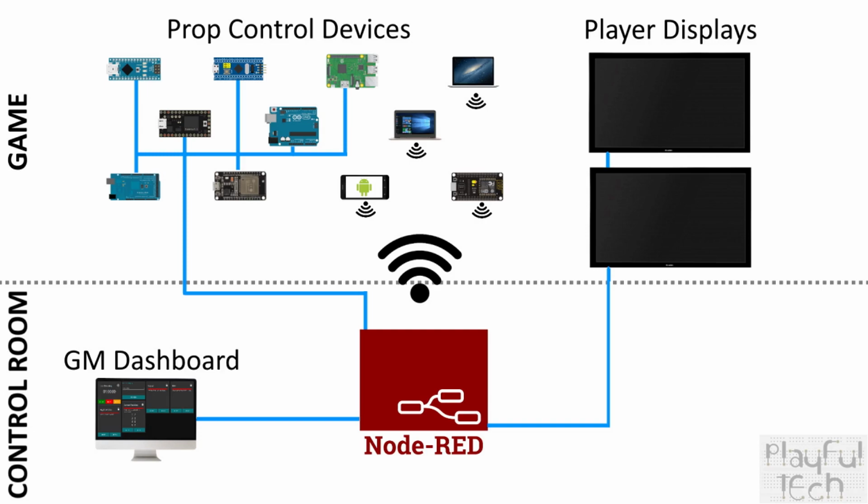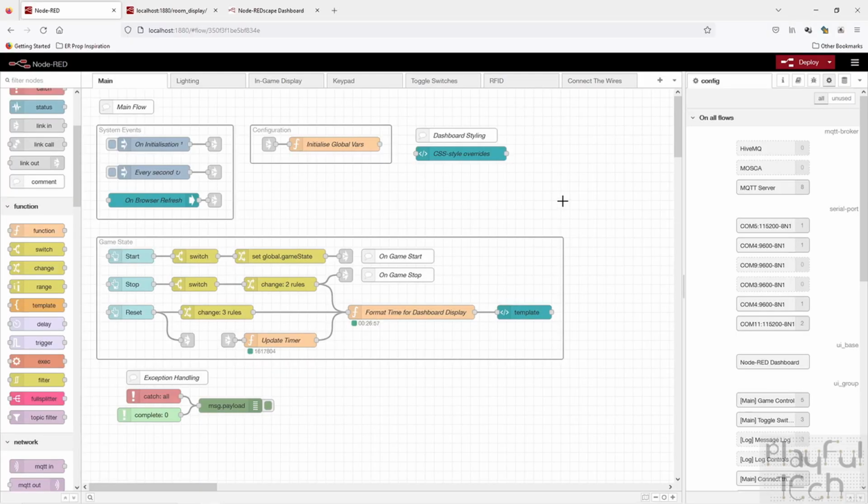These messages can be used to report on the current state of any device or to trigger actions when certain events occur. Node-REDscape gives you a node-based graphical user interface where you can drag and drop dependencies or trigger actions based on the content of those messages. So you can adjust the behavior of every device based on the overall state of the game flow.